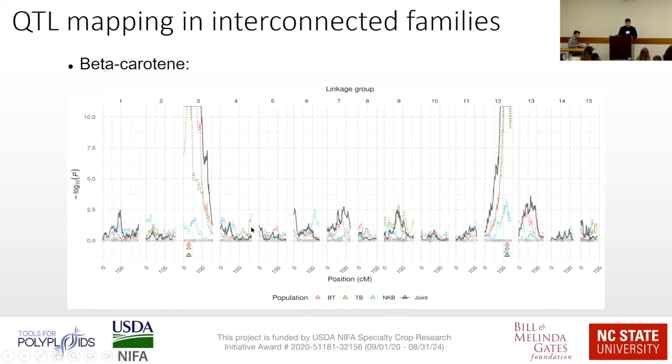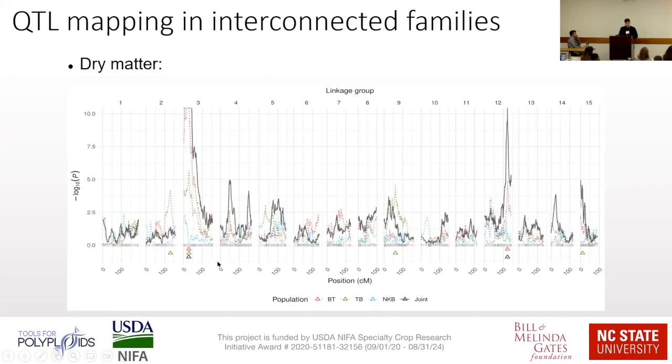And the black line represents the results of the joint analysis. Those triangles here represent the QTLs that were identified in each one of those analyses. So as you can see, for the BT population, we identified two QTLs, one on chromosome number 3 and the second one on chromosome number 12. For the TB, the same QTLs were identified at the same positions. And for the NKB, only the QTL on chromosome number 12 was identified. But for the joint analysis, both QTLs were identified.